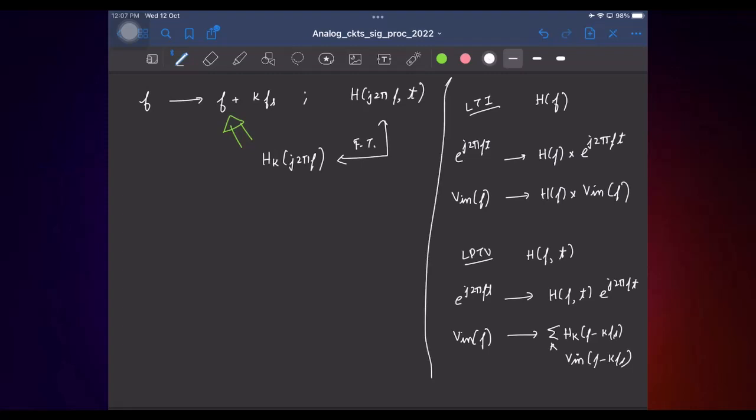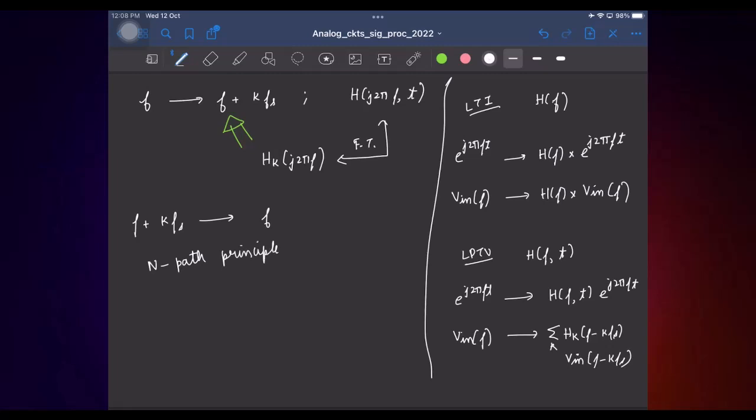Great. So we also saw that for an LPTV network, we also have frequency conversions from frequencies f plus k fs to f. And we saw one technique to reduce the number of such frequency translations, and that was basically the N-path principle.